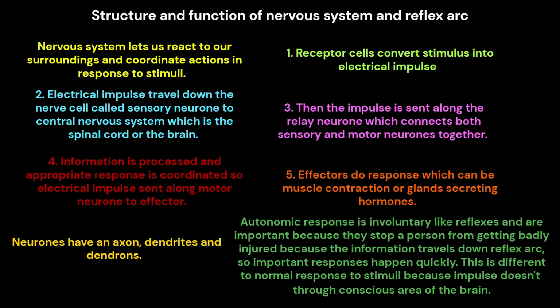5. Effectors do the response, which can be muscle contraction or glands secreting hormones. Neurons have an axon, dendrites, and dendrons. An autonomic response is involuntary, like reflexes, and is important because it stops a person from getting badly injured, because the information travels down the reflex arc, so important responses happen quickly. This is different to a normal response to stimuli because the impulse doesn't pass through the conscious area of the brain.